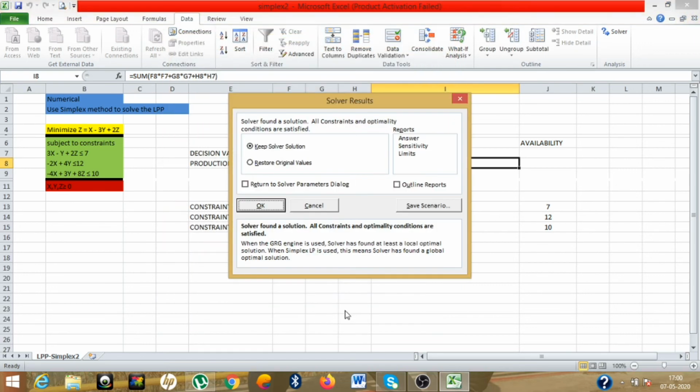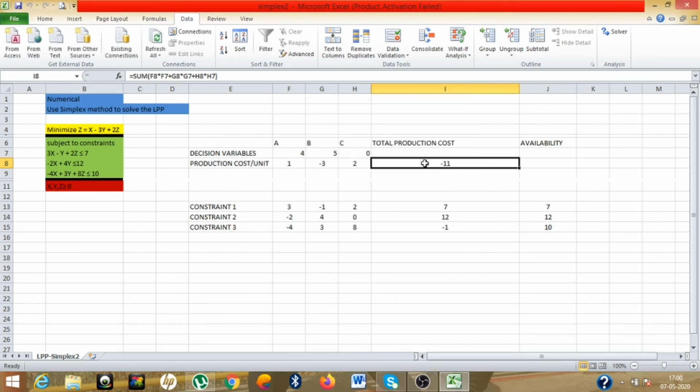Simply click solve. Here our answer window will open. Solver found a solution, all constraints and optimality conditions are satisfied. Click OK. Here we are getting our answer, that is minus 11. What it means is, if we produce 4 units of product A, 5 units of product B and 0 units of product C, our total production cost will be minimized to minus 11 rupees.